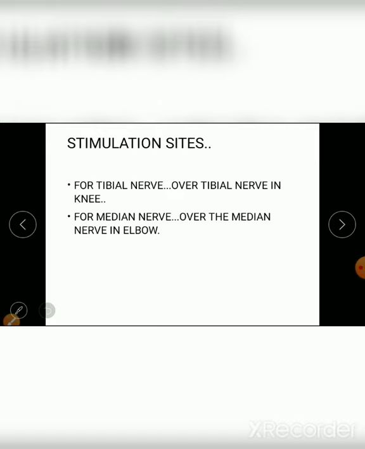The stimulating sites. So for the tibial nerve in the lower limb, the site of stimulus is over the tibial nerve at the knee, and for the median nerve in the upper limb, over the median nerve at the elbow, which is the site of stimulation.